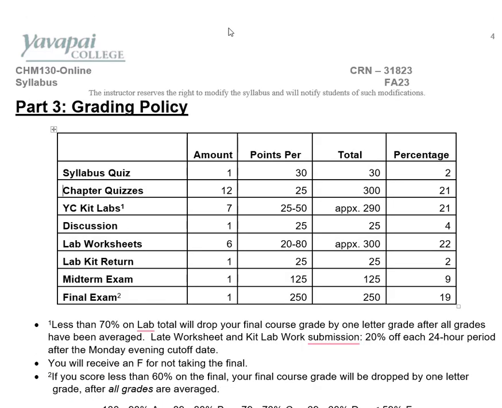I want to point out the bullet points below this table: you must pass the lab portion of the course with at least a 70%, or else your course grade will be dropped one letter grade. And the final, you need to pass with at least a 60%, or your course grade will be dropped by one letter grade after all grades are averaged in, including the grade for the final.